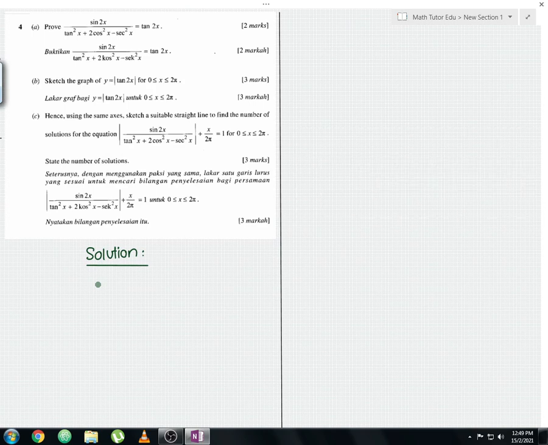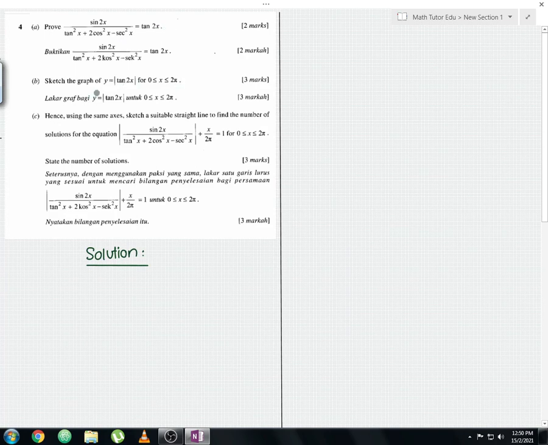Okay, let me read the question now. Question part A: prove that sine 2x over tangent square x plus 2 cos square x minus secant square x is equal to tangent 2x. So proceed to the question part B.